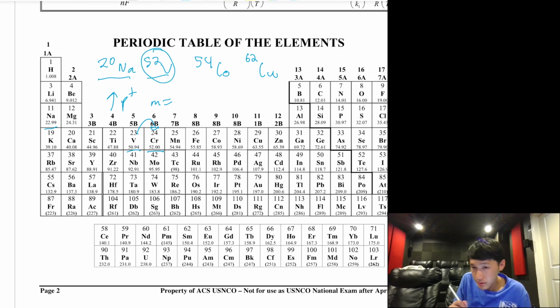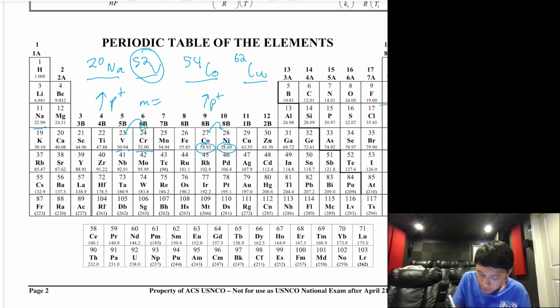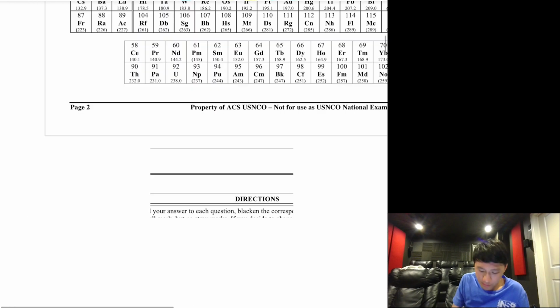Now let's consider the others, just to be sure. Cobalt-54. Cobalt has a molar mass closer to 59, and nickel is something similar. Increasing the proton count will not help us, because we're still not getting closer to the observed molar mass. Now for copper, if we increase the proton count, we get to zinc. And zinc also does not have a molar mass close to 62, so this is not favorable either. So we know that the answer definitively is vanadium.